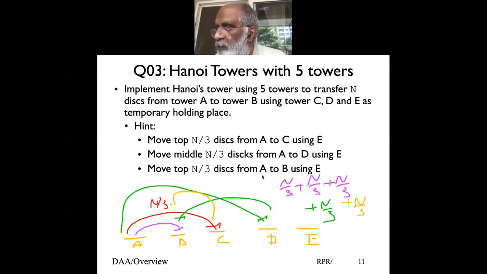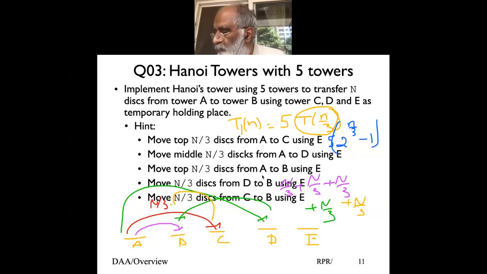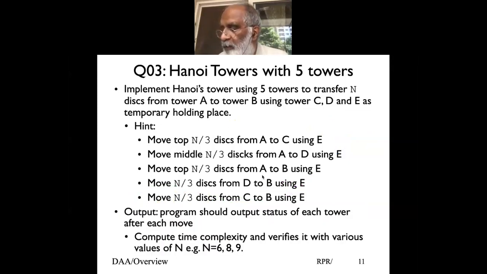So essentially, my problem is Tn is equal to 5 times Tn by 3. This is using 5 towers, and this is using my traditional 3 tower method, n by 3. And we know that T of n using the traditional method can be done in 2 raised to power n minus 1. So this Tn by 3 gives me the solution as 2 raised to power n by 3 minus 1, and 5 is a multiplication there. And that's the term with which we'll be able to solve this Hanoi-Star problem using the 5 towers. That's what this question was all about.